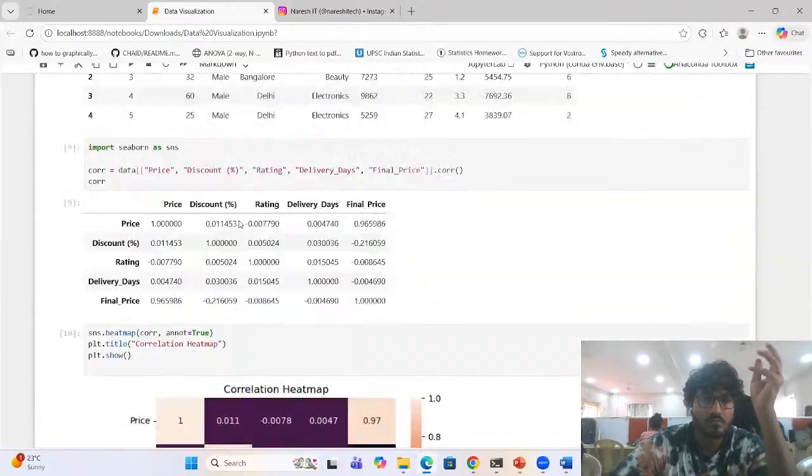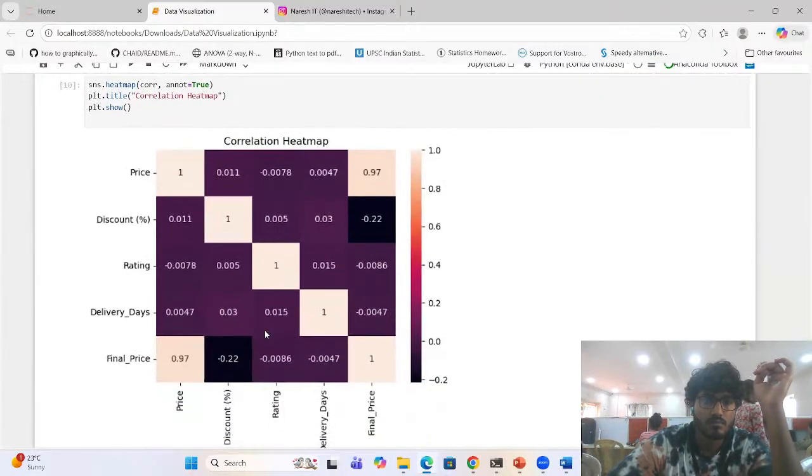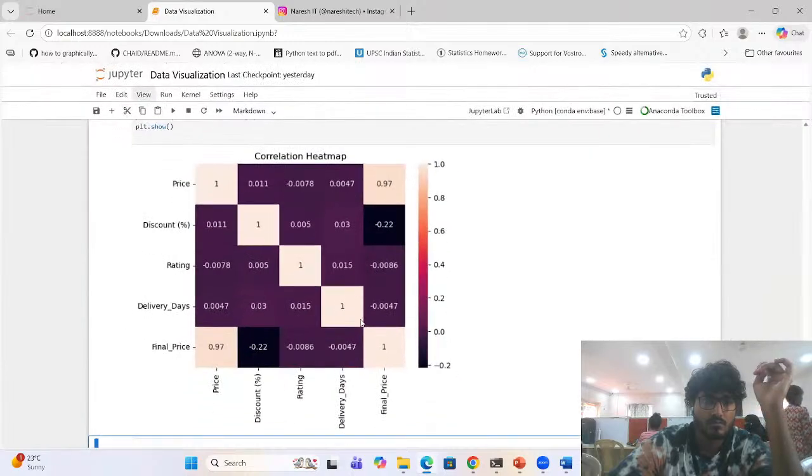See, same box I visualize. See, 1, 1. See, 0.011, 0.011. See, minus 0.07. Just a graphical representation. That's all. Now you tell me, which two variables have the highest relationship? Positive or negative? Observe the discount. 0.22 means 22%, and that too negative. You see, final price and discount are having the highest negative correlation.